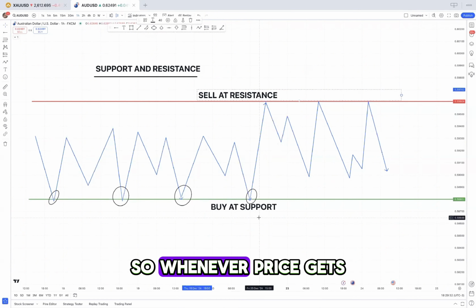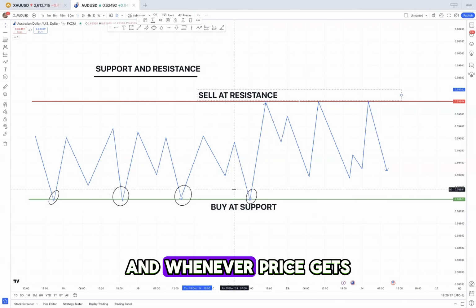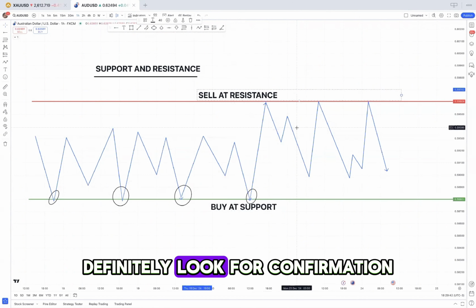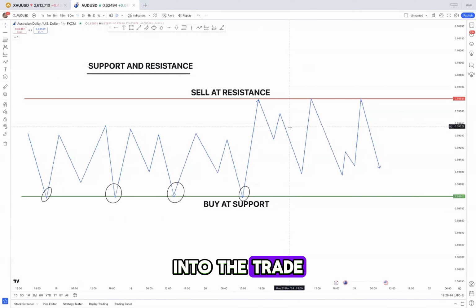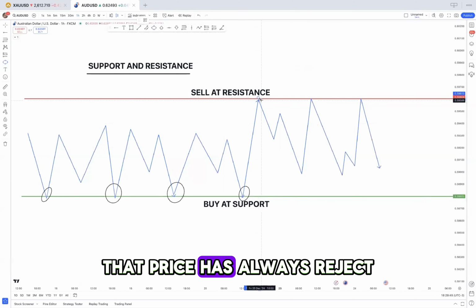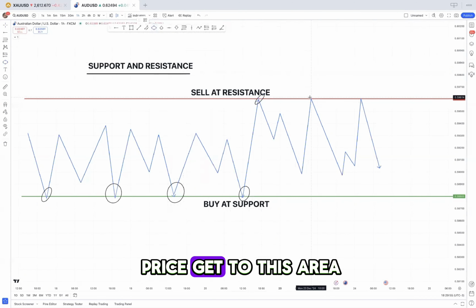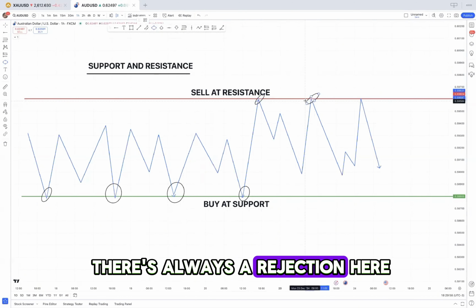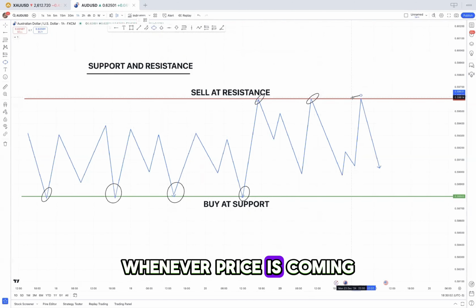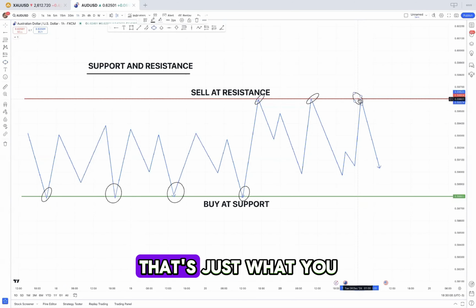That's just it. So whenever price gets to your support area, you always want to think of buy. And whenever price gets to your resistance, you just want to think of sell. But you must definitely look for confirmation before going into the trade. So this is it. As you can see, for the resistance, you have historical data that price has always rejected this level and sold price off. You understand? So when price gets to this area, you can see that there's always a rejection here. You have to now use your initiative and say, okay, if that's so, whenever price is coming back to this area, I must look for my confirmation to sell price. That's just what you want to do.